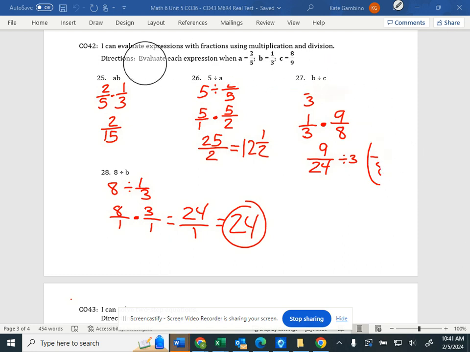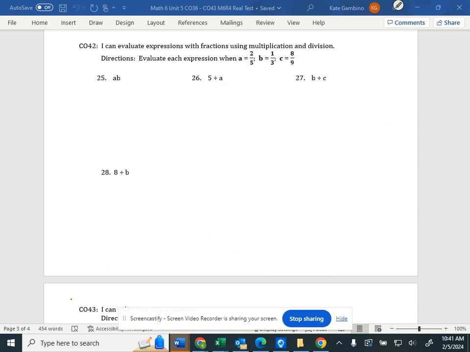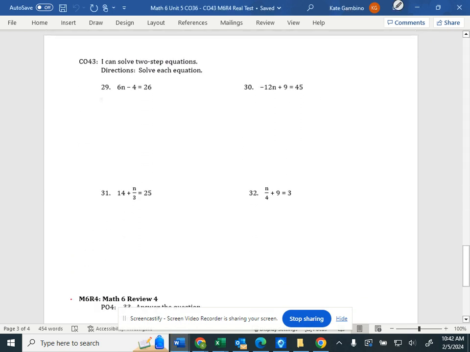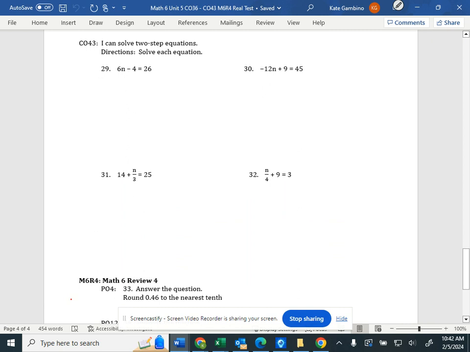Let's look at CO43. People were doing good with the 41 and the 42, but then when we combined those two objectives together, it threw people. Okay, so please watch the steps, because there are numerous people who need to retake this objective. Watch the steps that I go through so you understand where you went wrong, how you're supposed to solve them.